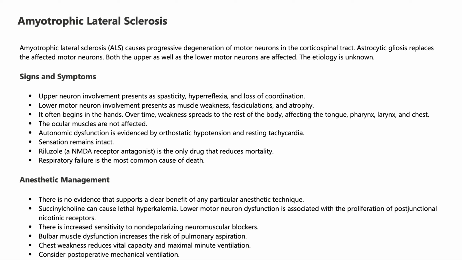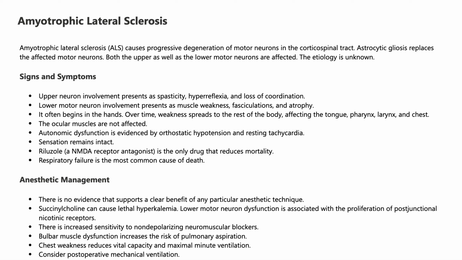The following is a discussion on amyotrophic lateral sclerosis. ALS causes progressive degeneration of motor neurons in the corticospinal tract. Astrocytic gliosis replaces the affected motor neurons, and both the upper as well as the lower motor neurons are affected. The etiology is unknown. Signs and symptoms include upper motor neuron involvement presenting as spasticity, hyperreflexia, and loss of coordination, and lower motor neuron involvement presenting as muscle weakness, fasciculations, and atrophy.